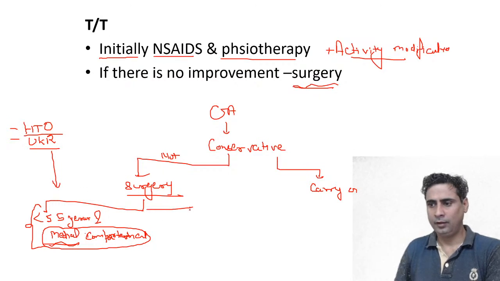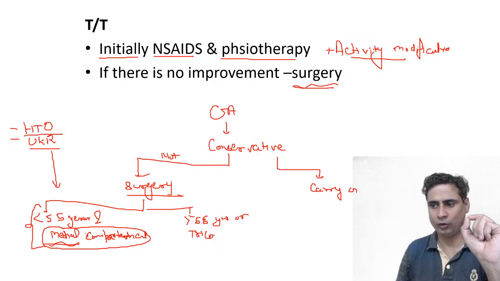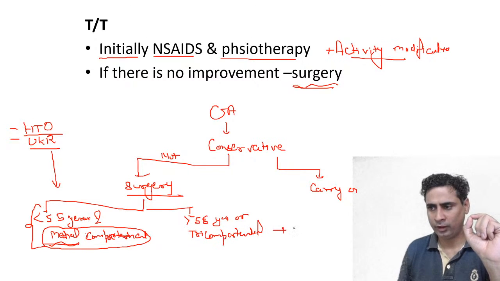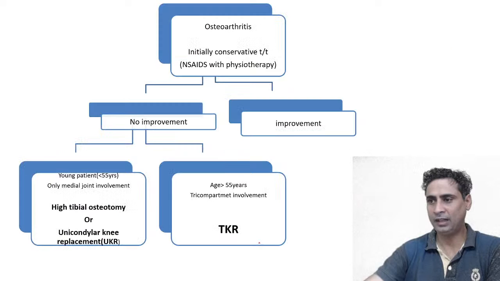If the patient is more than 55 years or there is involvement of more than one compartment, like tricompartmental osteoarthritis, then we go for TKR, total knee replacement. I will be showing you the x-rays also for all these surgeries for better understanding.